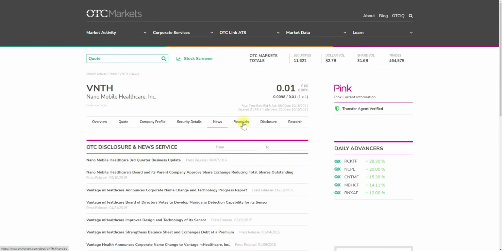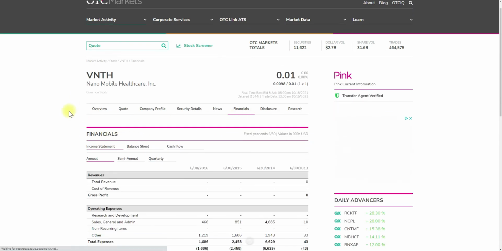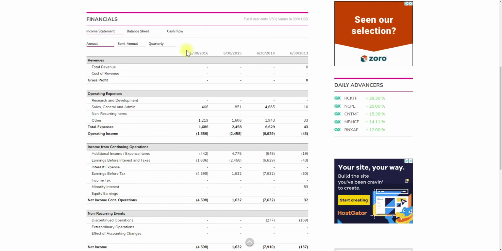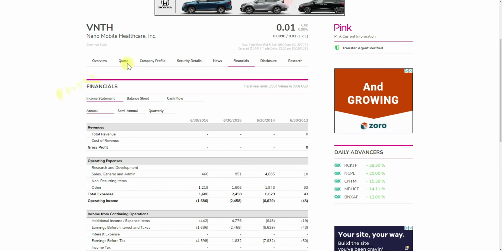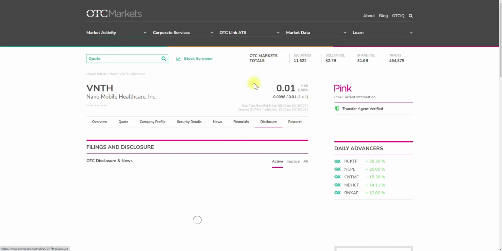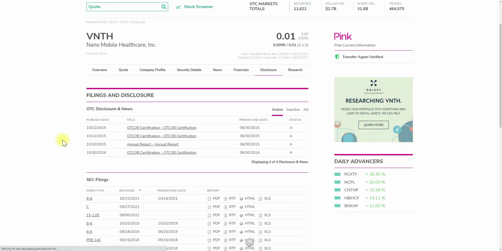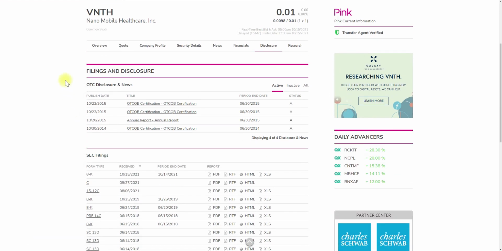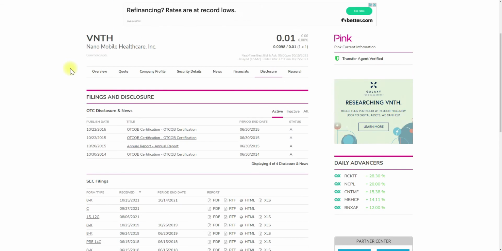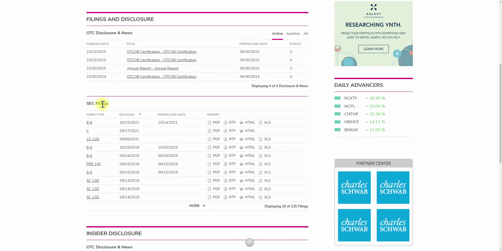News, self-explanatory. Financial, so you'll get a spreadsheet of their financials going through on these dates. The best thing to do with financials is go to disclosures. So if you click on disclosures here, this will upload all of their filings that they've had. So they have had SEC filings that they've done. So 10/15, 2021. So it'll show the report.